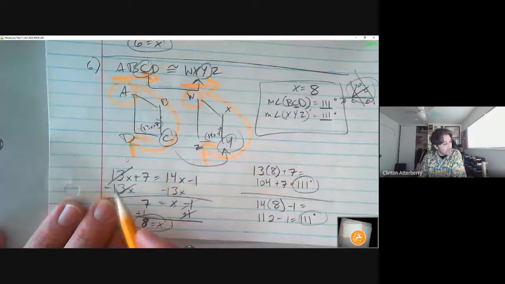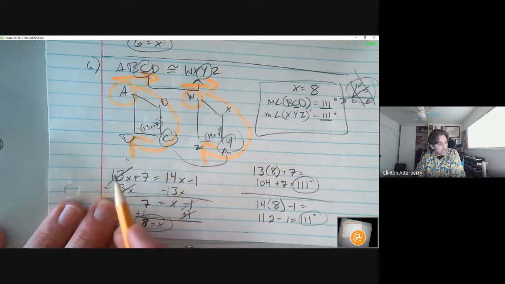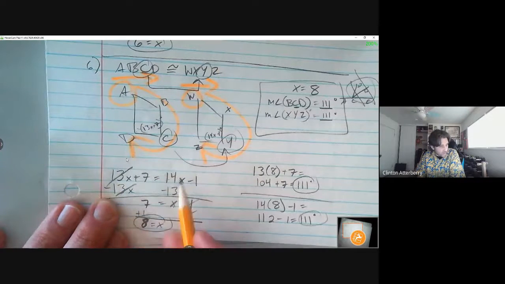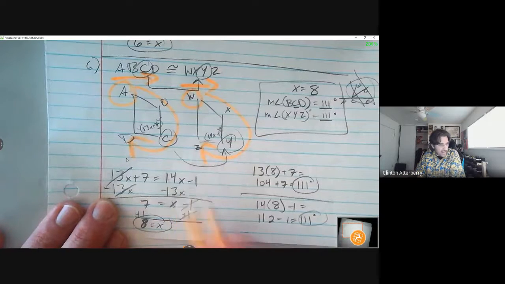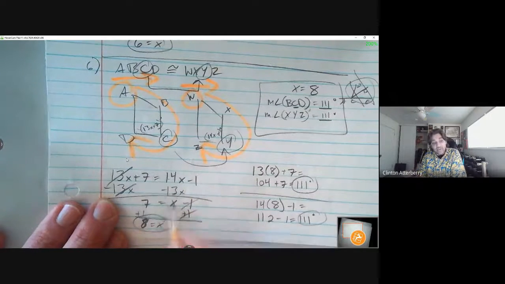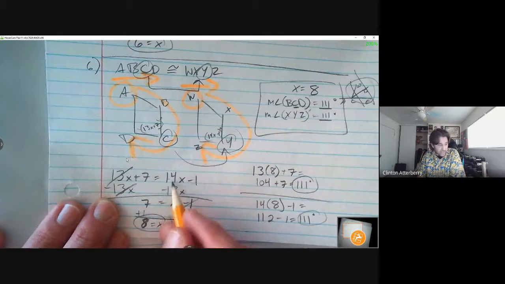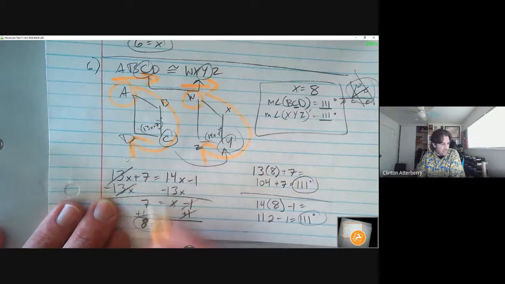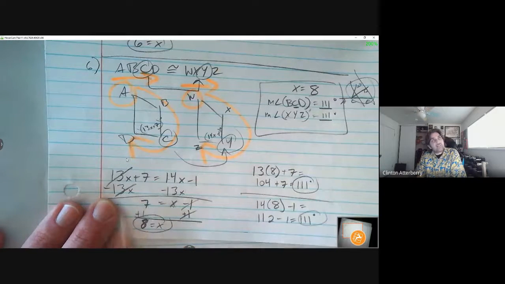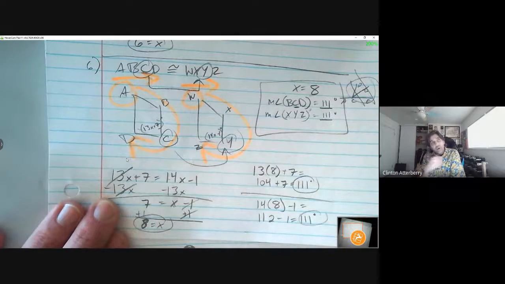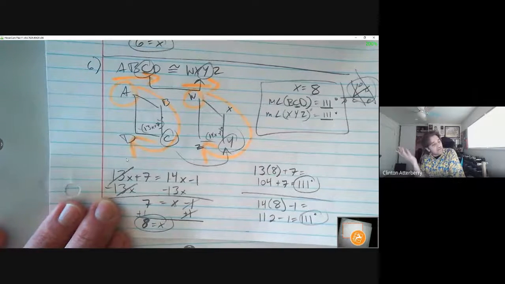Where I see a 13 and a 14, I always took the smaller number and I always moved it to the other side by doing the opposite. Positive 13 is smaller than positive 14. So I subtracted the 13x, and I kept my value positive. If I would have subtracted 14 take away 13, that gives me a negative 1x. Do you see how I'm dealing with negatives now? It doesn't really matter which way you go. What matters is the answer at the very end, okay? And it will be the same. It doesn't matter which way you go with that.